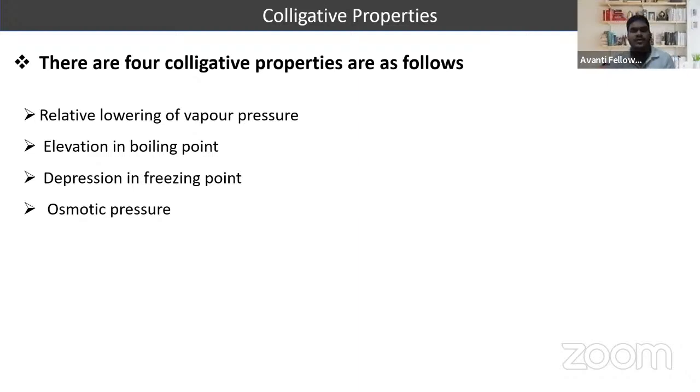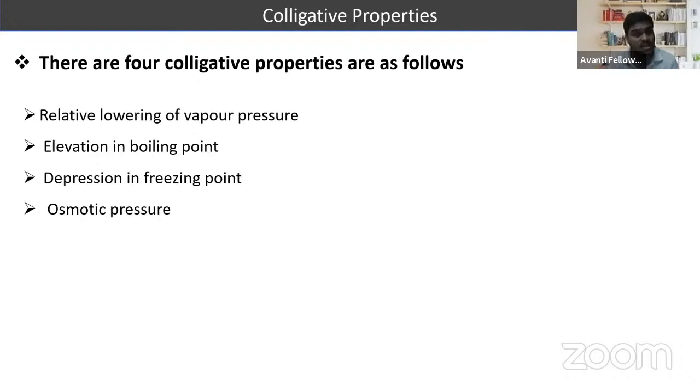If someone says vapor pressure is a colligative property, you can say no. Vapor pressure is not a colligative property. Only relative lowering of vapor pressure is a colligative property. On a similar basis, if someone says elevation in boiling point, right?